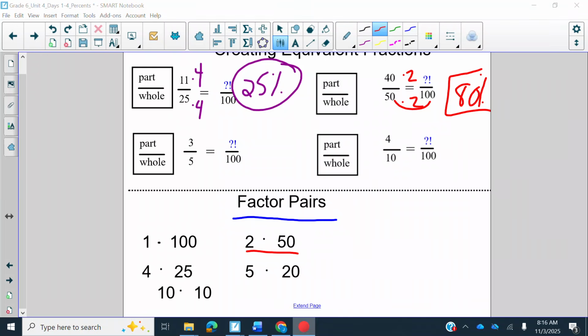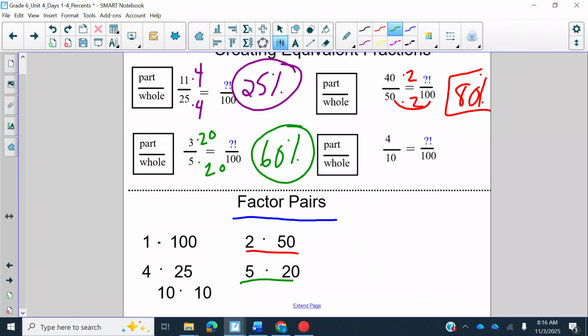Again, percents are a rate out of 100. 5 times 20 gives you 100. If we multiply the denominator, the bottom times 20, we also multiply the top. 60 out of 100 is 60% because that factor pair, 5 and 20, goes to 100. And then 10 times 10 is 100. 4 times 10 is 40. 40 out of 100 is 40%.